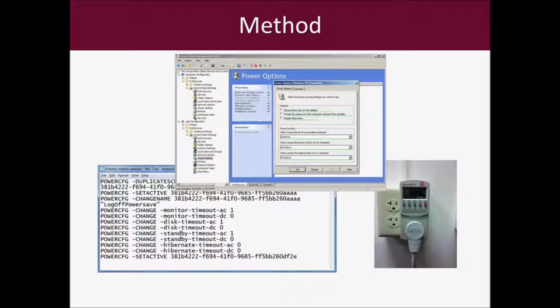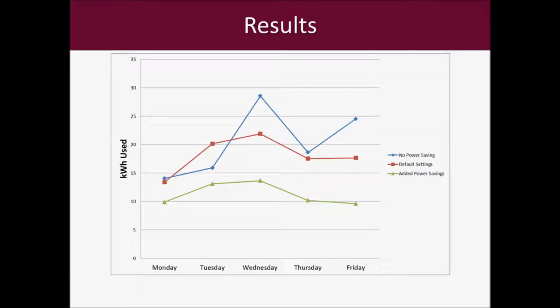Okay, so our results. We have our three different settings here. In blue, you'll see where we don't have any power savings, and you can see that one's kind of all over the map. In red, we have our default power settings, and then in green, you'll see the power scheme we devised on our own here. And as you might expect, the added power savings scheme that we used was very successful, and it curbed the energy appetite of our systems.